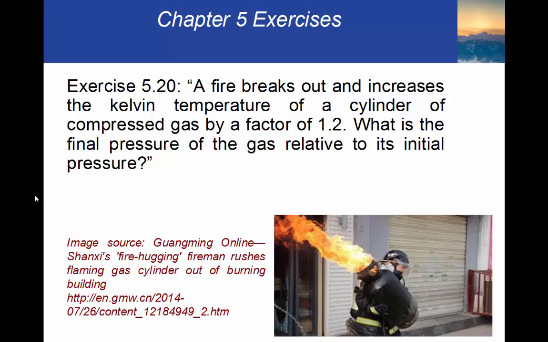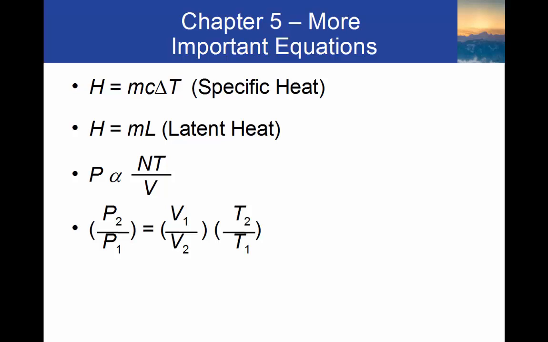So let's go ahead and review our equations sheet again. This is the rest of the important equations from chapter 5 of the text. Basically, these second pair of equations both have to do with the ideal gas law. The one that we really want is this one right here: P2 over P1 equals V1 over V2 times T2 over T1. Now this comes from the ideal gas law.